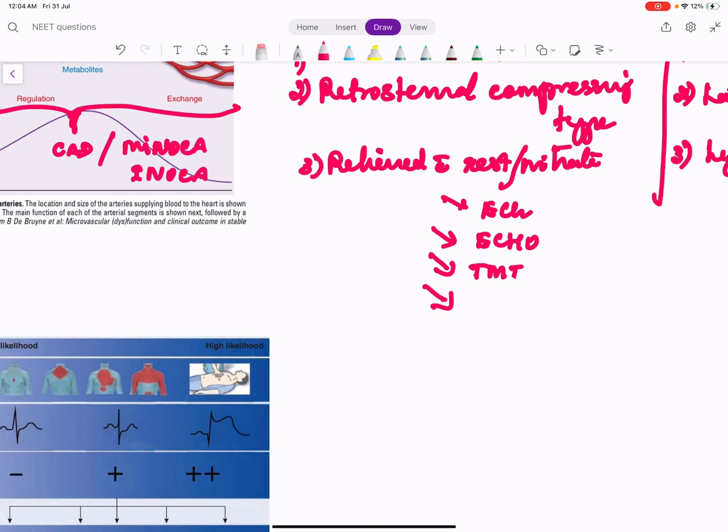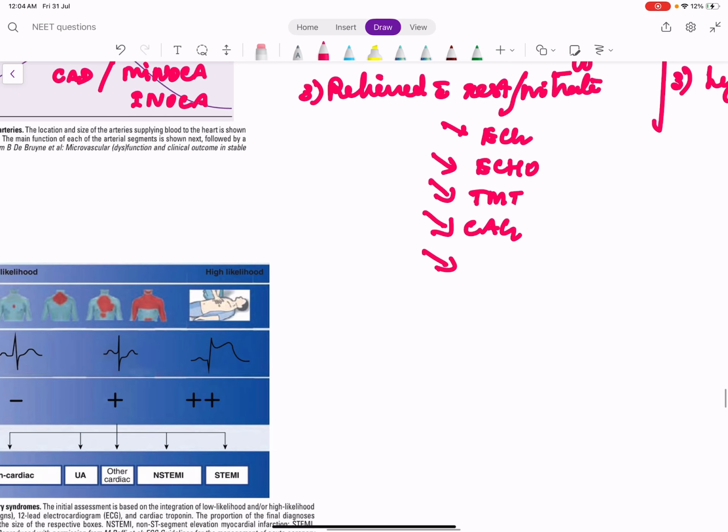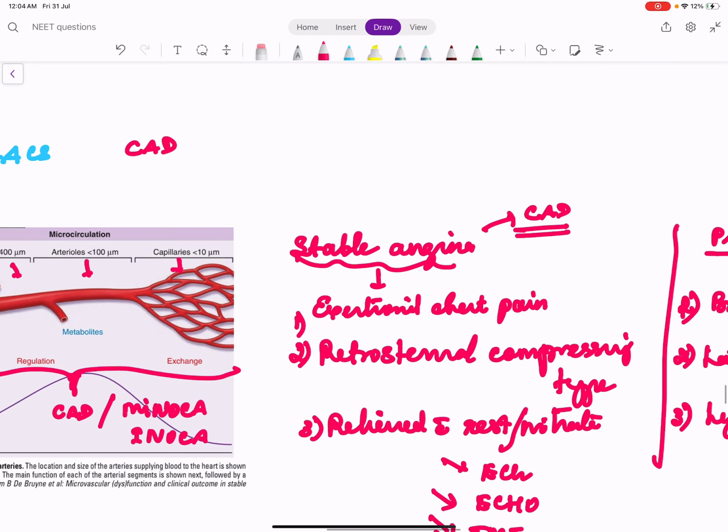Then we may do a coronary angiogram. If a patient is high risk, we will do a coronary angiogram. Either we are going to give medical management or we are going to revascularize. So this is the entire concept of coronary artery disease.